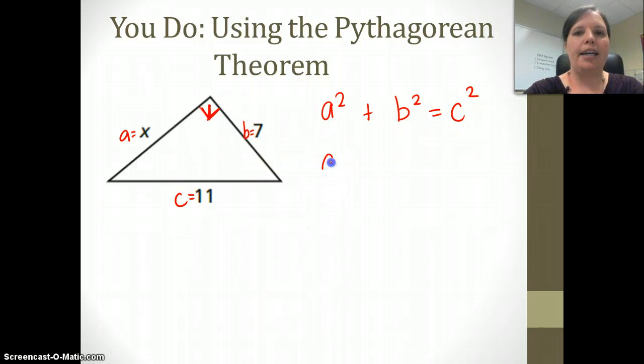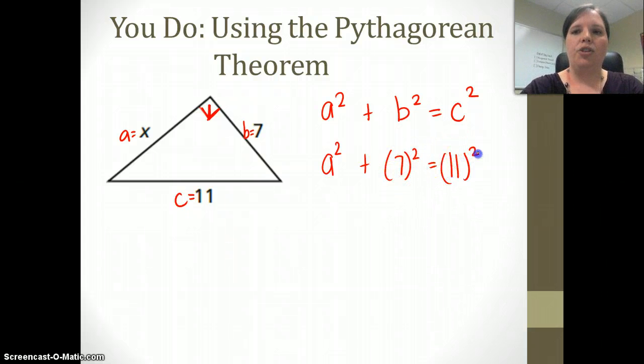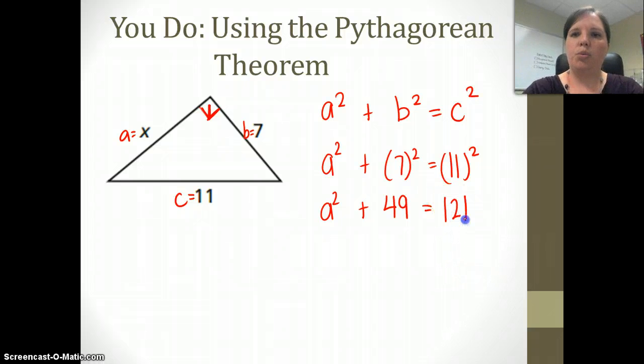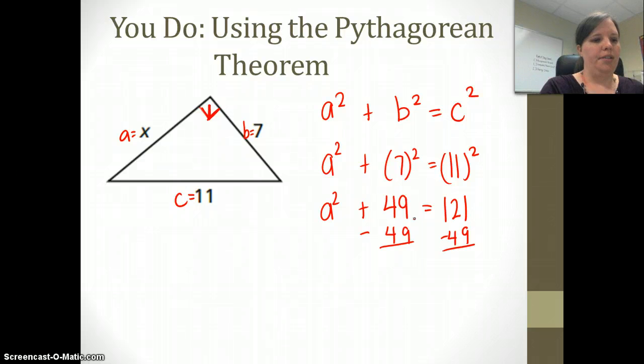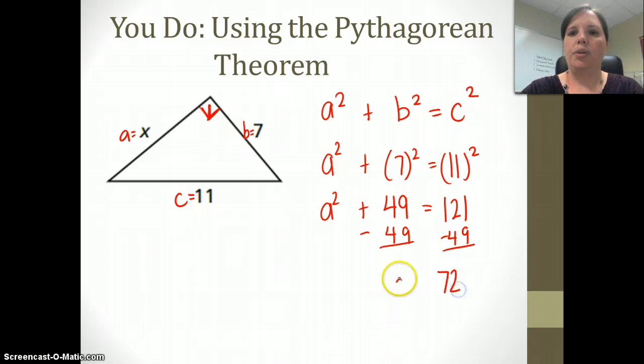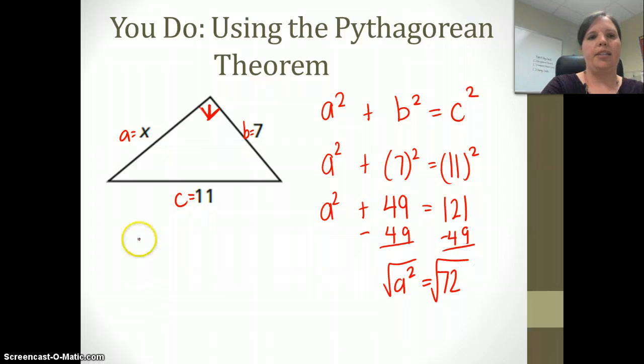But in this case, I don't know what A is, but I know that B is 7, and I know C is 11. So if I go through to solve this, 7 squared is 49, 11 squared is 121. If I'm going to solve this and get A squared alone, I need to subtract 49, which is, I don't want to do it in my head, 72. So a squared equals 72, and now I take the square root of both sides.